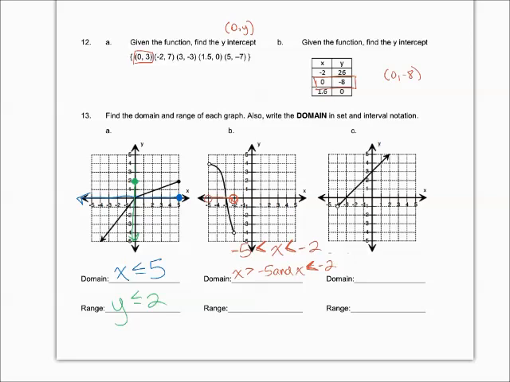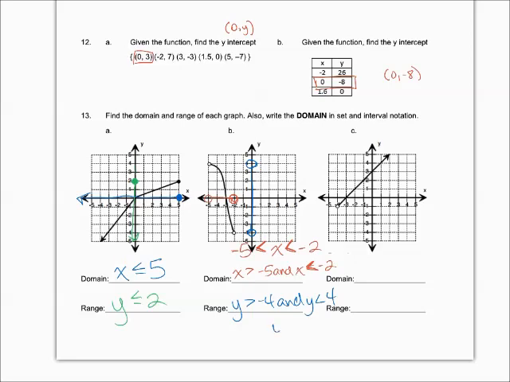Then for the range, I'm going to start at the bottom. You can start at the top. And I'm going to start with an open circle at -4. And then I go up, up, up until I get to 4. And then I have an open circle at 4. So we have y is greater than -4 and y is less than 4.